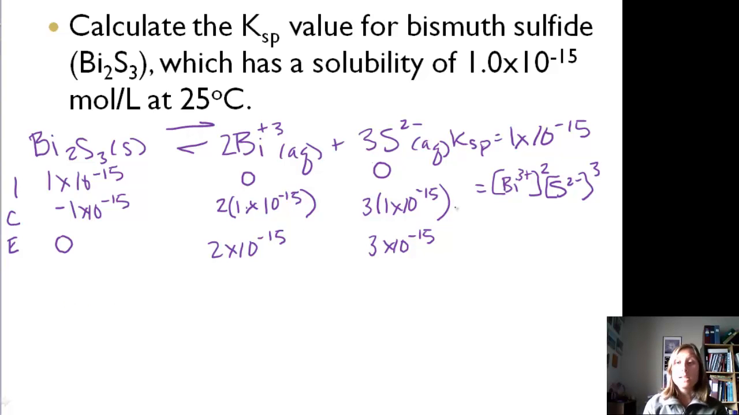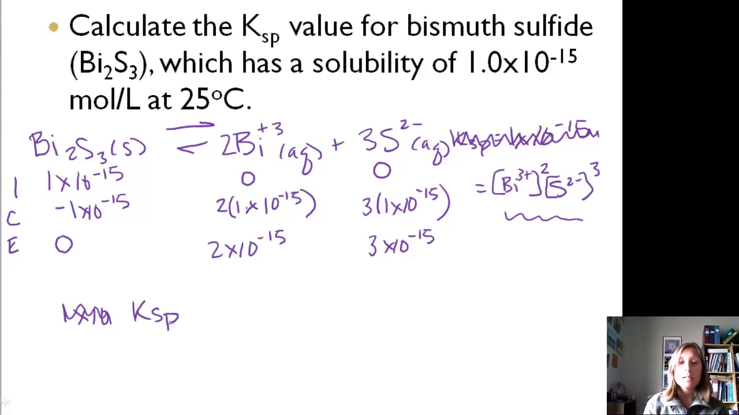So if we want to plug that into our solubility product, we have Ksp, which is 1 times 10 to, oh, you know what? I think I confused that. Oh, we're solving for Ksp. Yeah, I read the wrong thing. Oops, that's our concentration. Okay, so we don't know the Ksp.